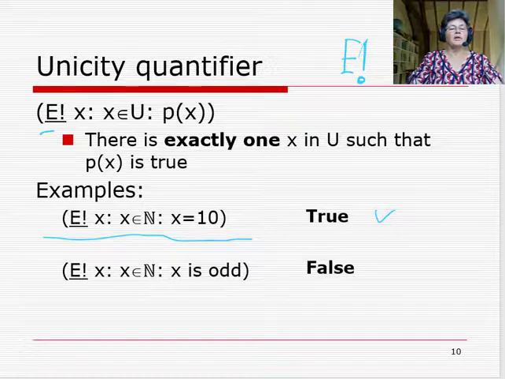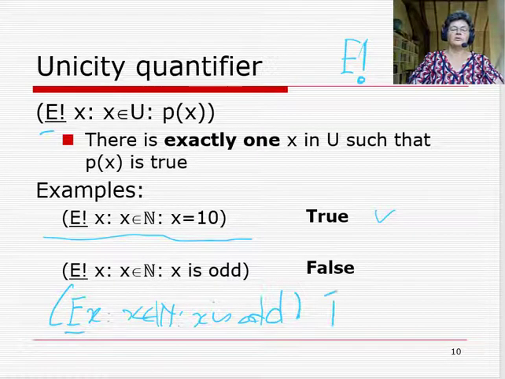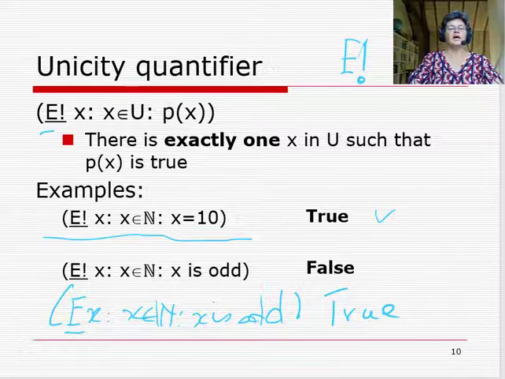There is exactly one x coming from the natural numbers such that x is odd. That is not true, because we have 1, 3, 5, 7. So, in this case, there is an x coming from the natural numbers, x is odd, would be true. So there's a difference in outcome.